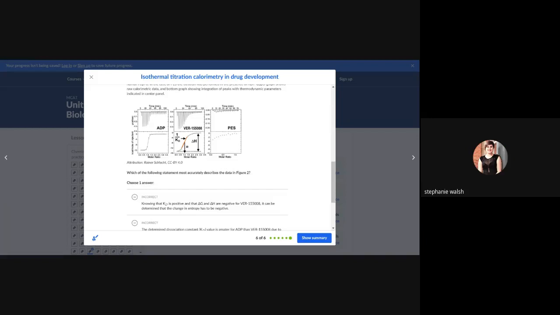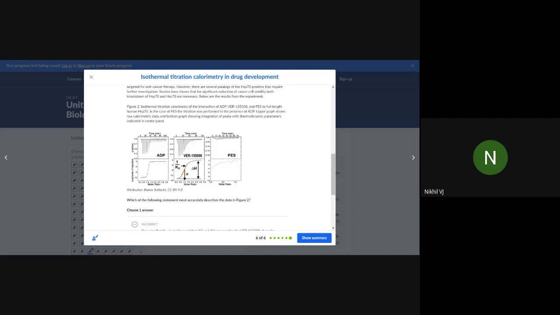Mm-hmm. So the key part to look at for that is the top graph. When we see these massive drops or changes in energy, that's the binding energy that we see for both ADP and this Ver protein. We don't see that for PES at all. So that's a good indicator that PES does not bind to HSP70. And in addition, we can also look at the sigmoid affinity of the release in energy. And we see that both ADP and the Ver protein have such a curve, while PES is, honestly, it's like eh.